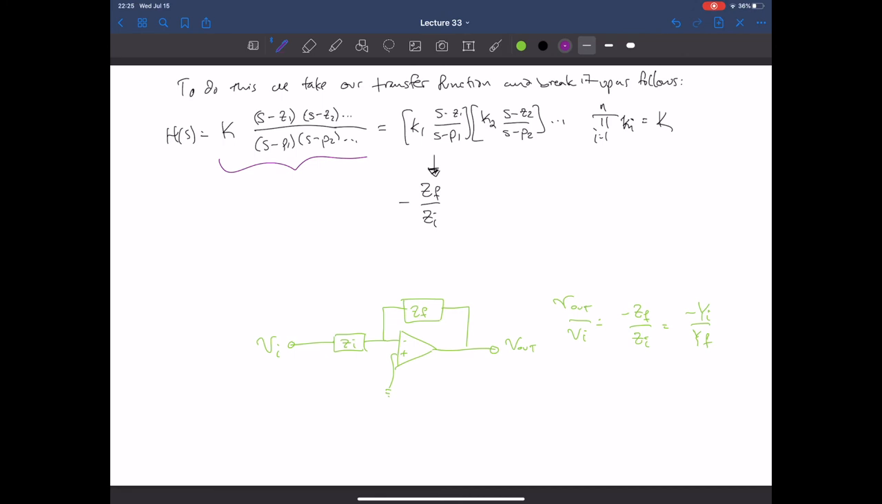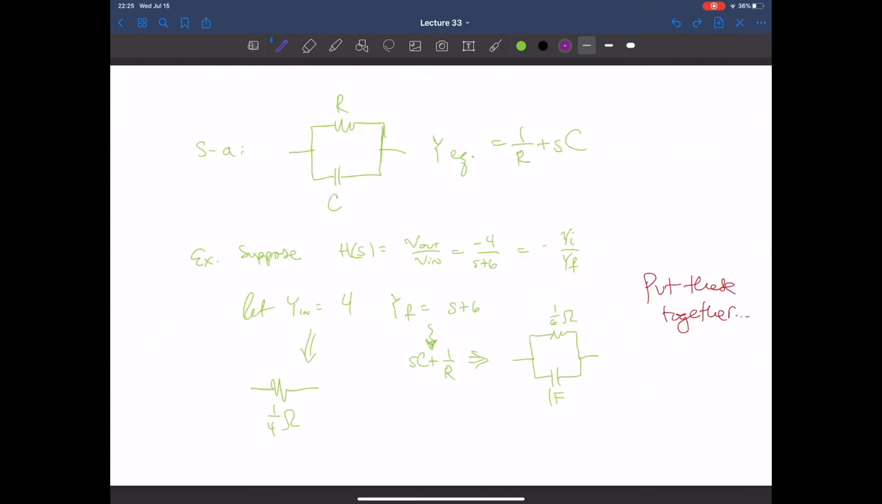off we go. We have our equation for our gain factor here based on this circuit. The upshot is, if we design our circuit to have particular values that we want in there, then we can get out exactly the kind of transfer function that we need. Okay, so this is nice and all. How do we actually do this?